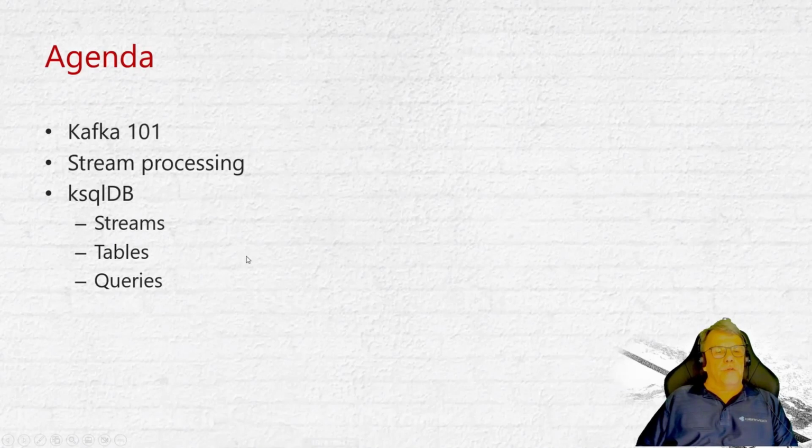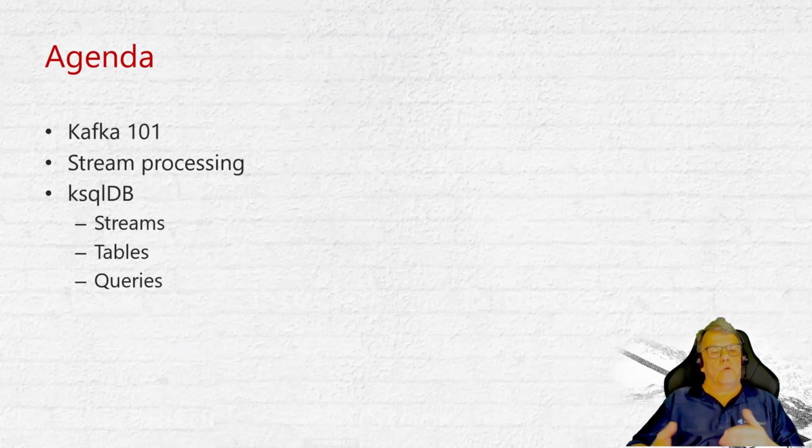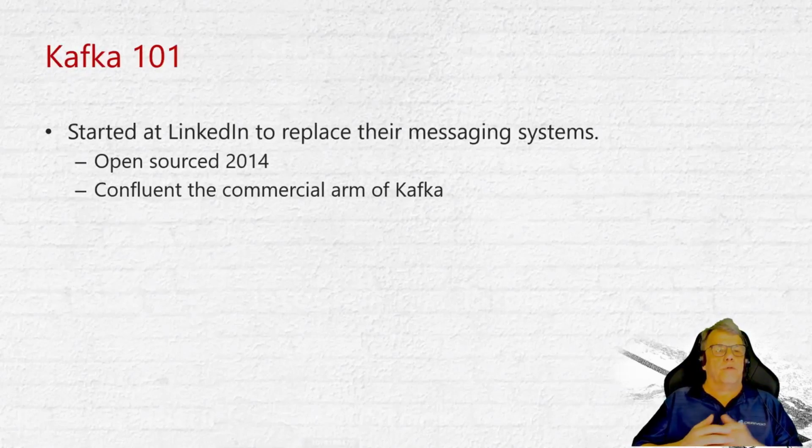The agenda for today is that we will start with an introduction to Kafka, the Kafka 101. What is it? What do we do with it, etc. Then we go on and look at stream processing. Why are we using stream processing? What are the benefits of stream processing? The majority of the time we will then look at ksqlDB, the real-time stream processing database. And we'll talk about streams, talk about tables, and we'll talk about queries.